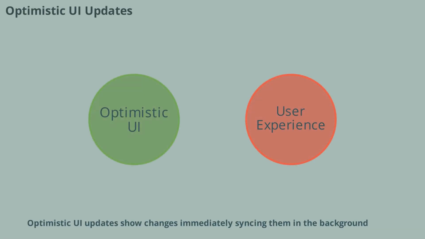Optimistic UI updates show changes immediately, syncing them in the background. This approach improves responsiveness and user satisfaction, especially in offline scenarios. By updating the UI first and syncing later, apps remain fast and interactive.